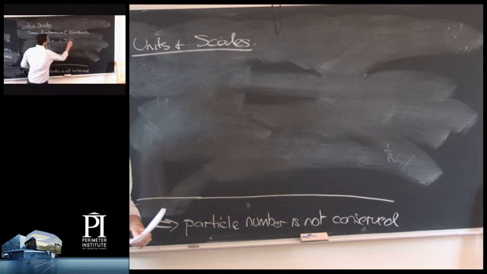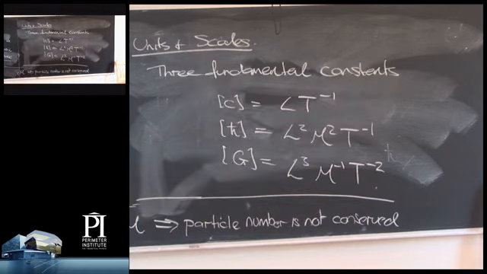The units: the speed of light obviously has units of length over time. H bar has units of joule-seconds, which if you write in terms of length, mass, and time is the following. And meanwhile, Newton's constant has the following units.